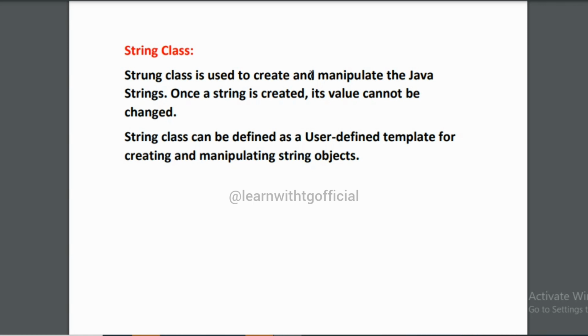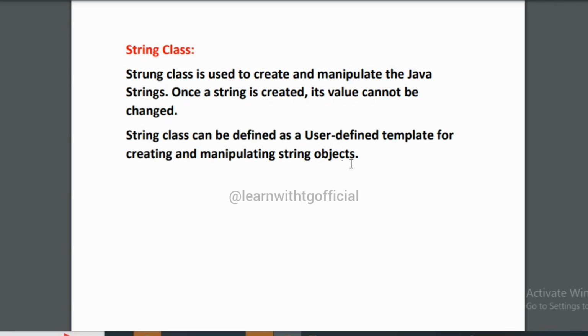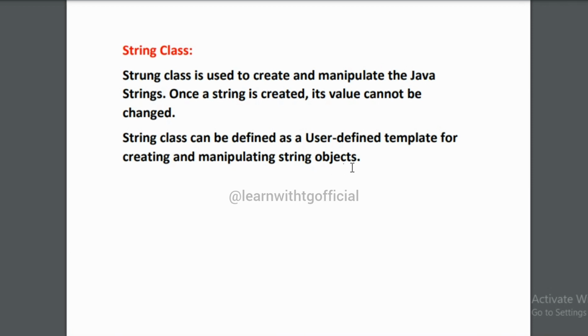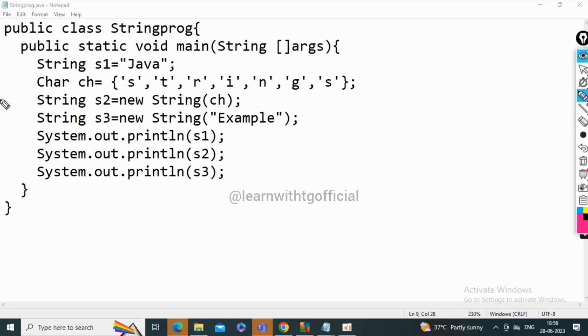String class. String class is used to create and manipulate Java strings. Once a string is created, its value cannot be changed. A string is a sequence of characters, and a class is a user-defined template for creating an object. Therefore, string class can be defined as a user-defined template for creating and manipulating string objects. We will see an example program for string class.